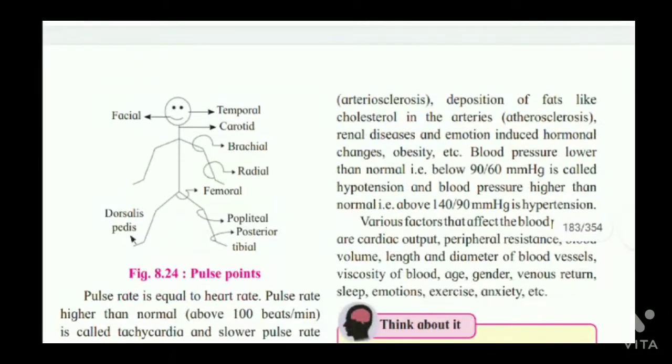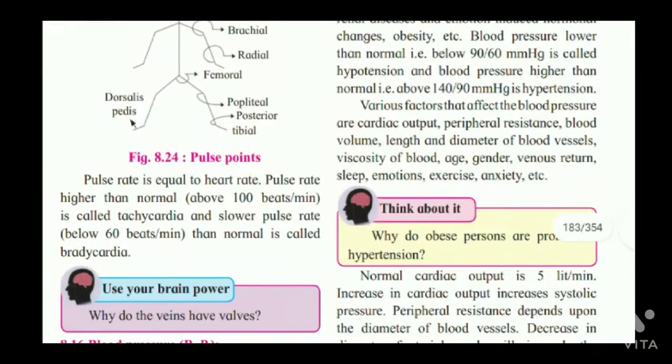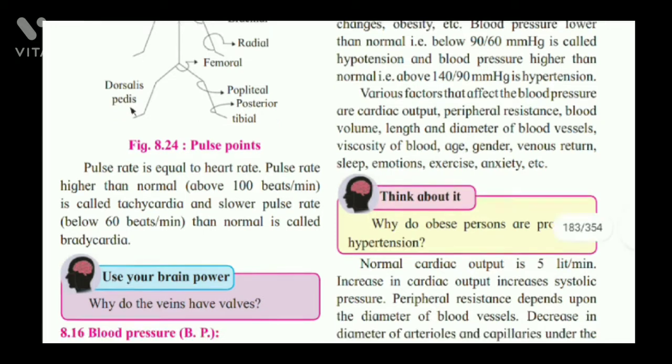So this is the figure. Facial, temporal, carotid, brachial, radial, femoral, dorsalis pedis, popliteal, posterior tibial. Pulse rate is equal to heart rate. Pulse rate higher than normal, above 100 beats per minute, is called tachycardia, and slower pulse rate, below 60 beats per minute, is called bradycardia.